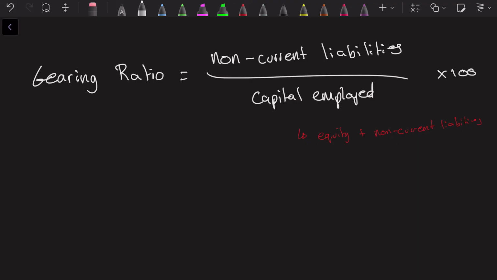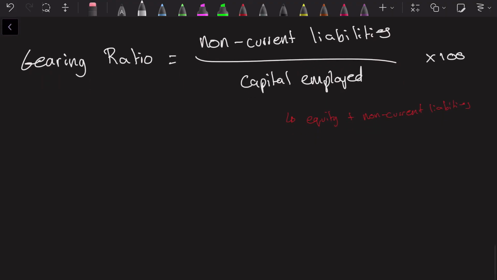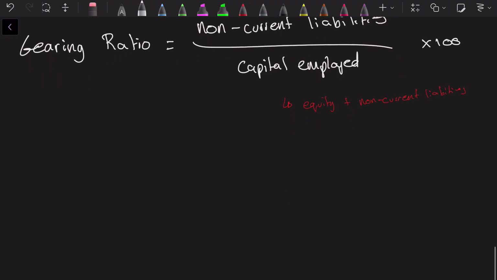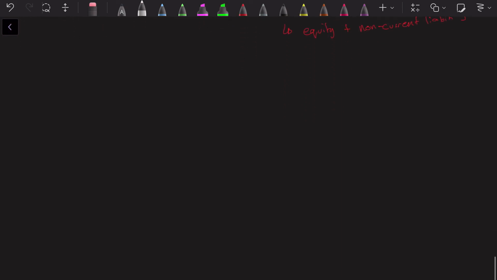So if the gearing ratio is really high, it's not necessarily a bad thing, but it does raise a bit of a red flag of why so much of the business's capital employed relies on long-term loans, okay? Because they do want some security in their own equity as well. So yeah, that's that.